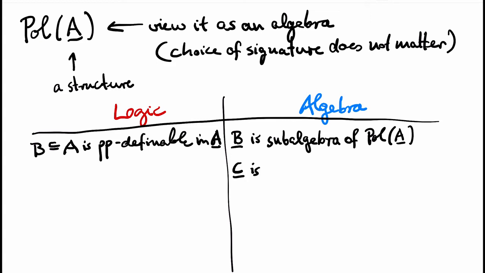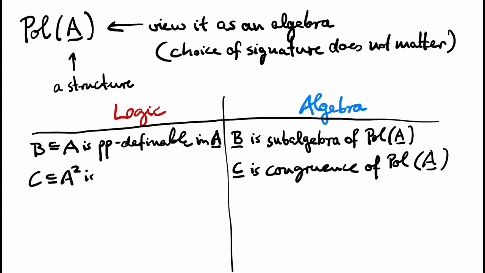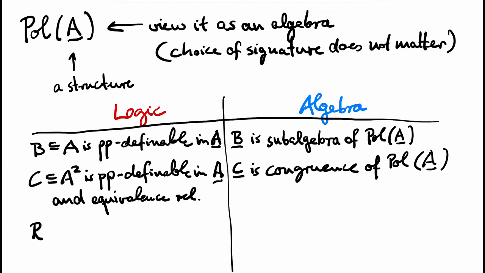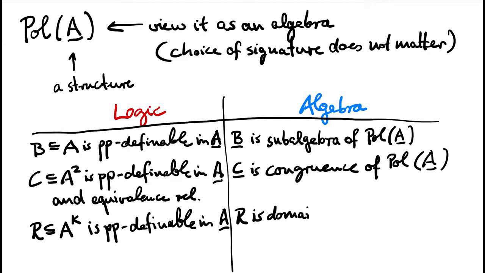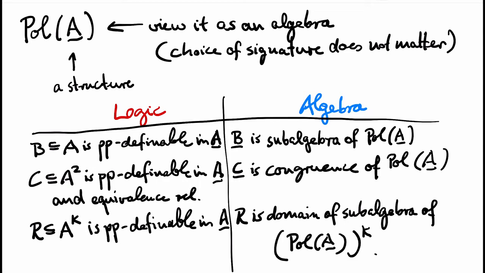Similarly, a binary relation C on the domain of A is a congruence of pol of A if and only if C is an equivalence relation and primitively positively definable in A. In general, a k-ary relation over A is primitively positively definable in A if and only if it is the domain of a subalgebra of pol of A to the k, the kth power of the polymorphism algebra. All these observations are straightforward consequences of the theorems that we have learned about polymorphisms in the video about clones.